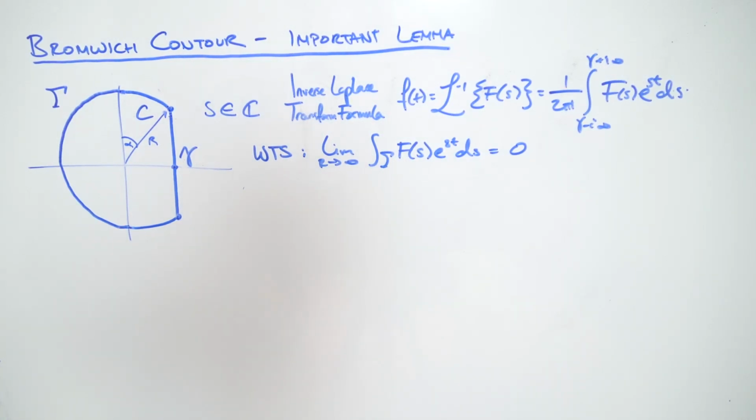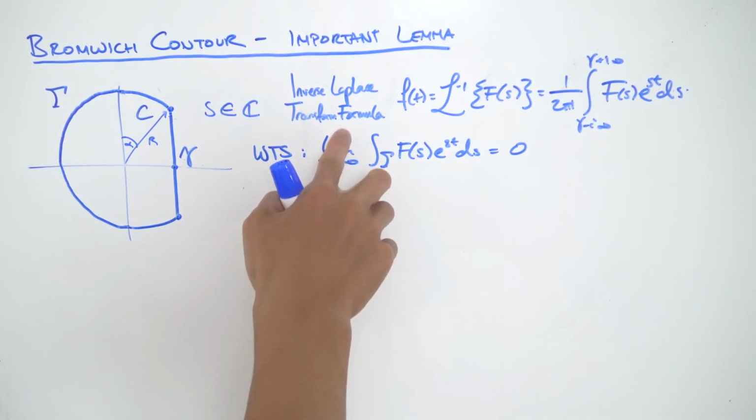Greetings everybody, and today we're going to be taking a look at something a little bit different. We're going to be taking a look at the Bromwich contour, which is used in order to compute the inverse Laplace transform.